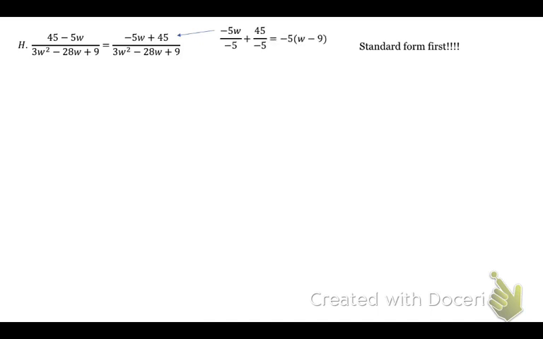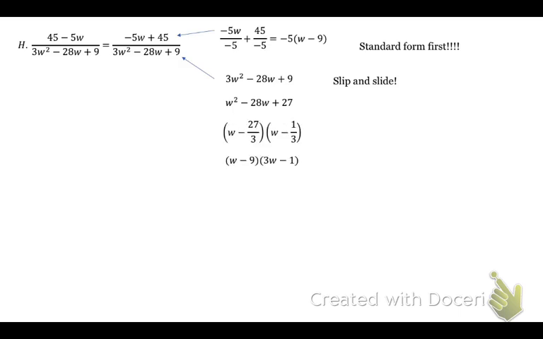The bottom, I'm going to use slip and slide. So that's w squared minus 28w plus 27. So that's w minus 27, w minus 1. Divide by 3. You get w minus 9 and 3w minus 1. So that's negative 5, w minus 9 over w minus 9, 3w minus 1. Those w minus 9s cancel, and you're left with negative 5 over 3w minus 1. And again, you can just pull that negative clear out to the front.